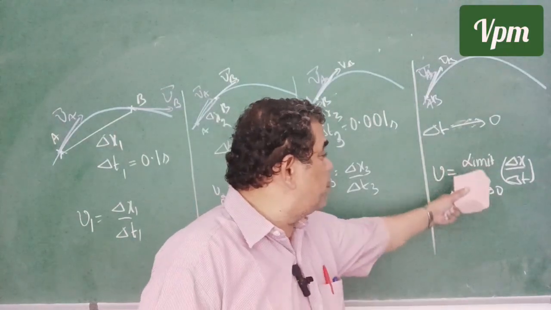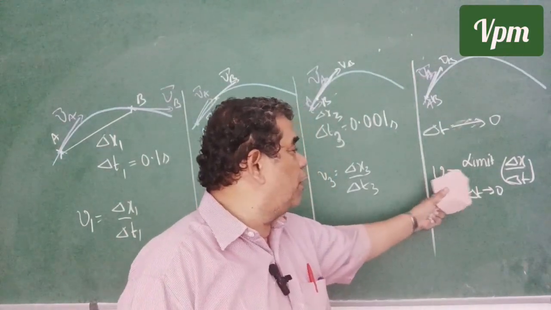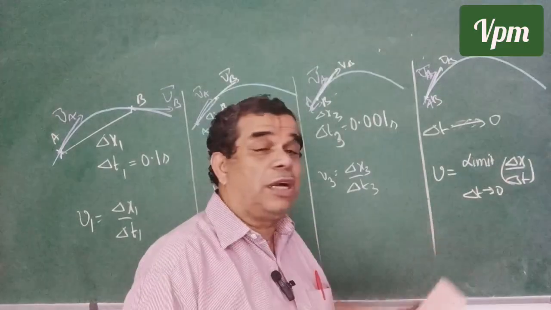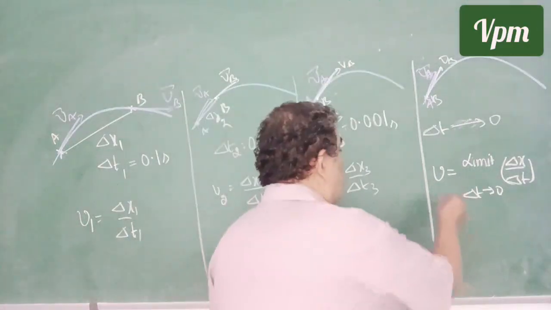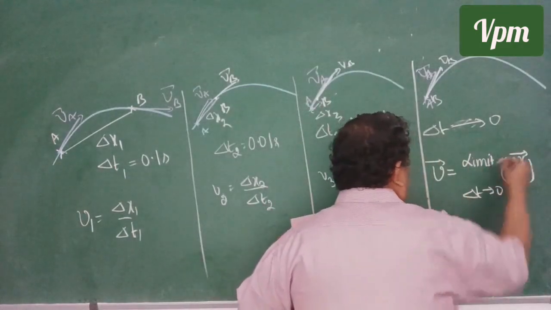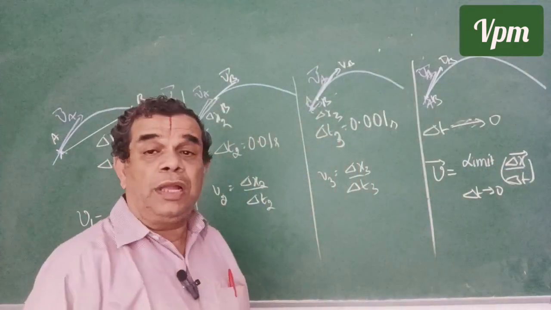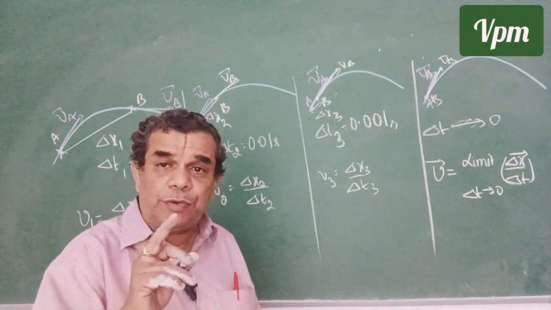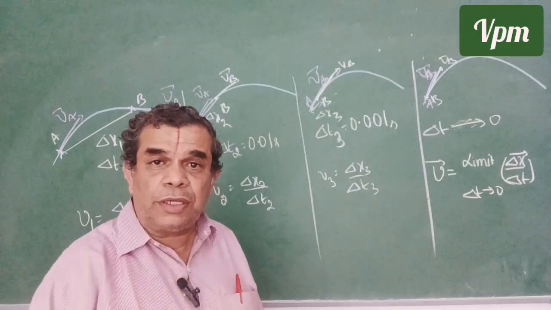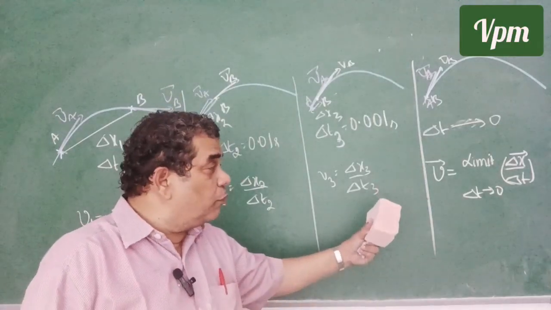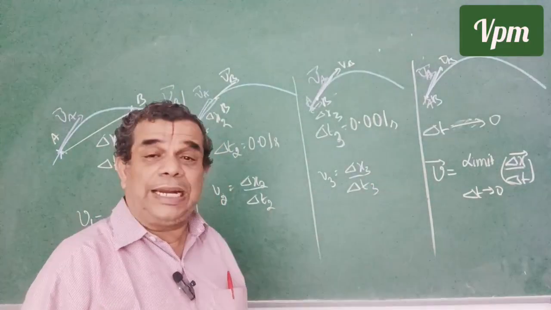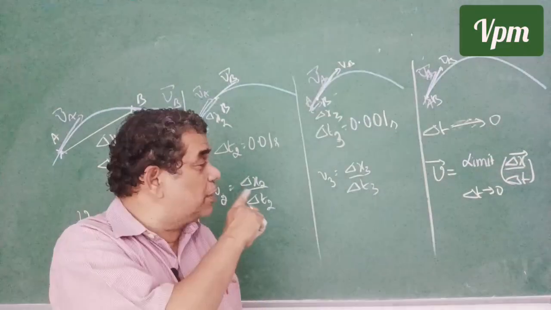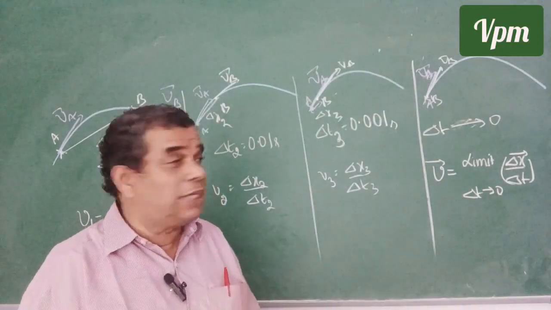In fact, this is what we have written here, V equals limit delta t tends to zero, delta x by delta t. If you want, you can make it a vector by writing vectors on delta x and V. At that moment, delta t is tending to zero. Observe, always I am using tending to zero, not zero. Then that overall right hand side is what we call the differential of x with respect to t, and that gives us the velocity at that instant.